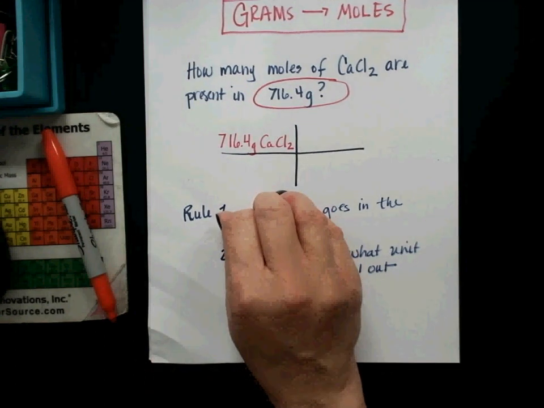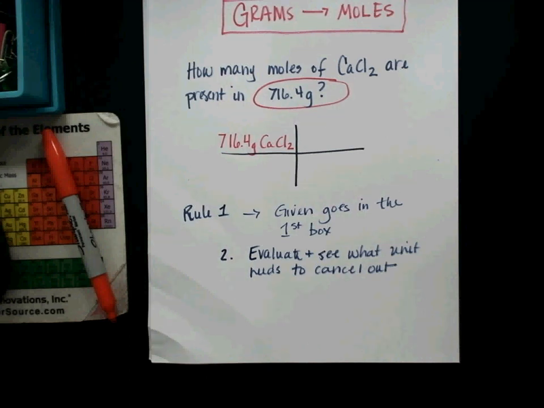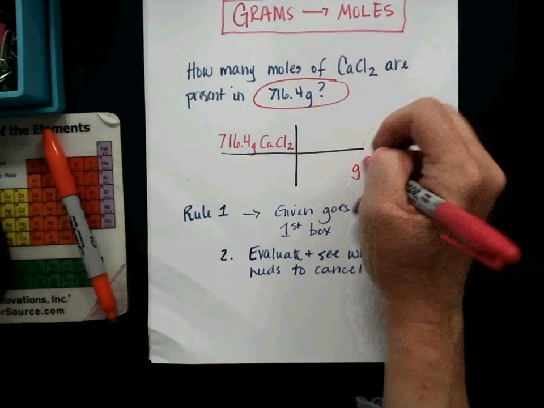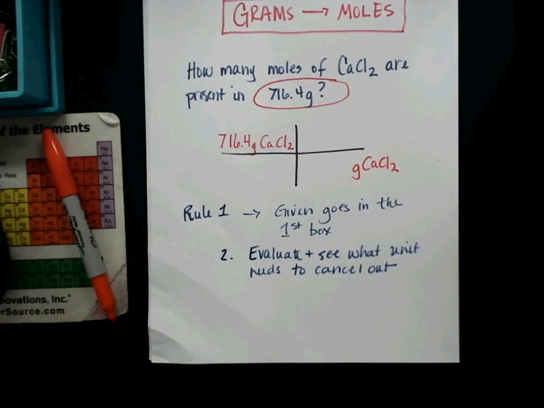So when I look at this, what's the only unit I have? Grams. So that tells me grams, CaCl2, has to be down there. I just have to figure out what number needs to go with it.